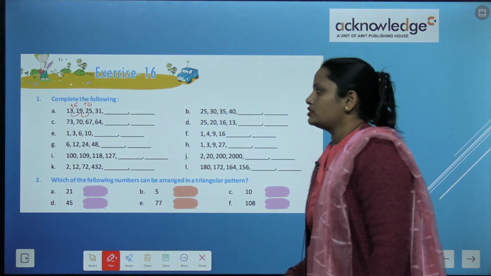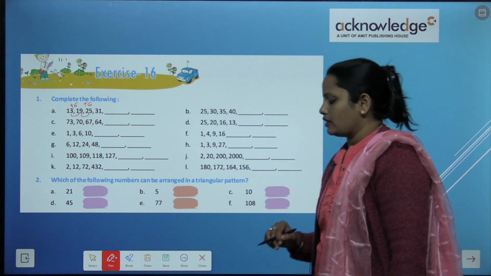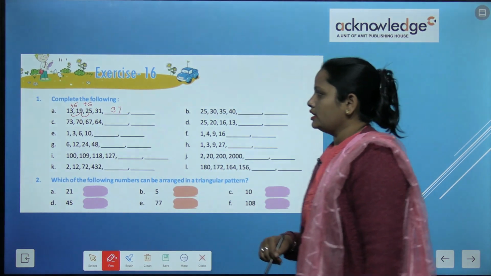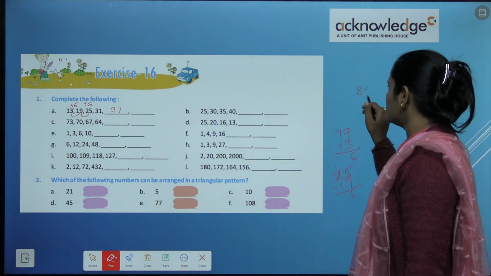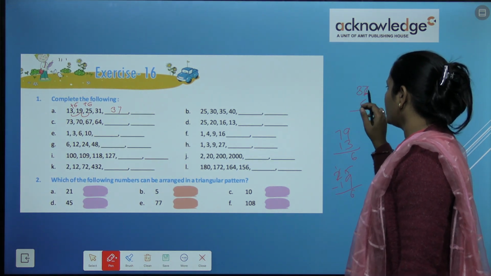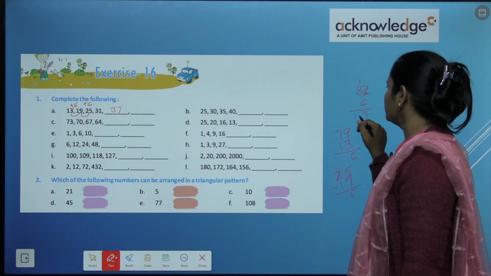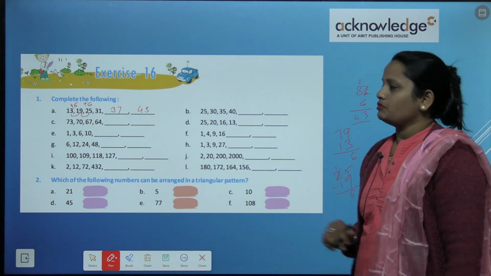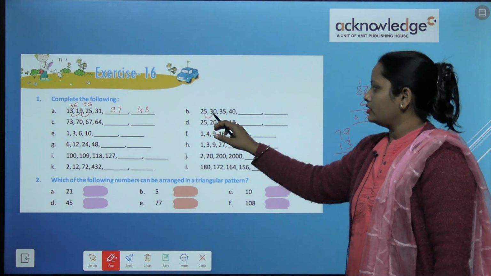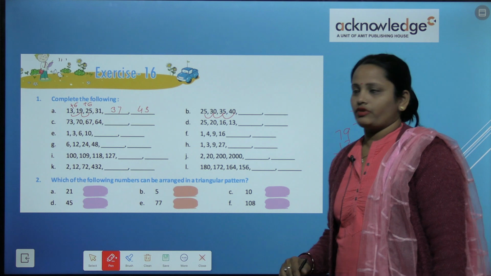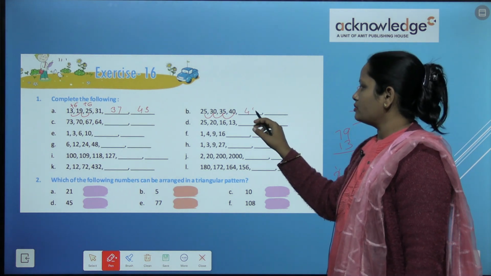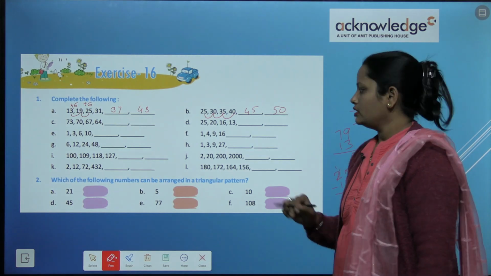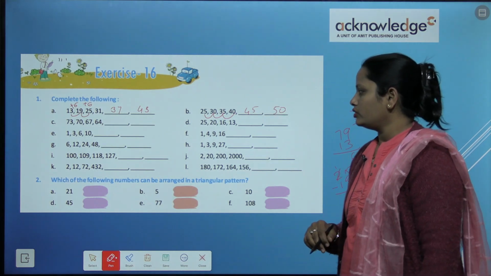Again 6, we will get 31. And again 6, we will get 37. And similarly, when we add again 6 here, so we will get 43. Now let's move on to this B part. 25, then 30, then 35, then 40. Here you can see 5 difference is there. So next number will be 45 and then 50. Similarly children, you have to do the rest.